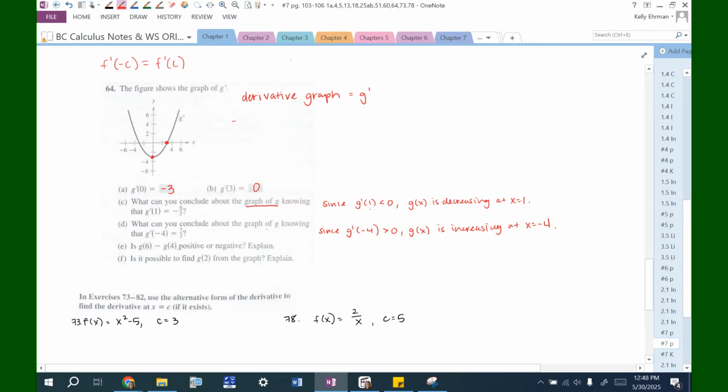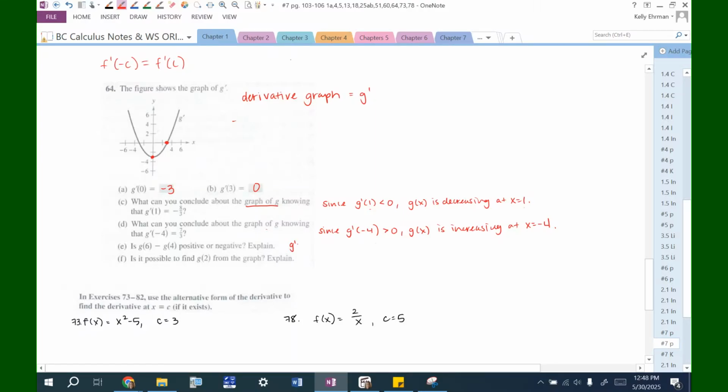Is g of 6 minus g of 4 positive or negative? Explain. So let's see. G of 6 minus g of 4 would be positive if g of 6 is greater than g of 4, right? And it would be negative if g of 6 is a smaller value. And all we have to go off of are the derivatives. So let's take a look at the derivatives at 6 and 4.